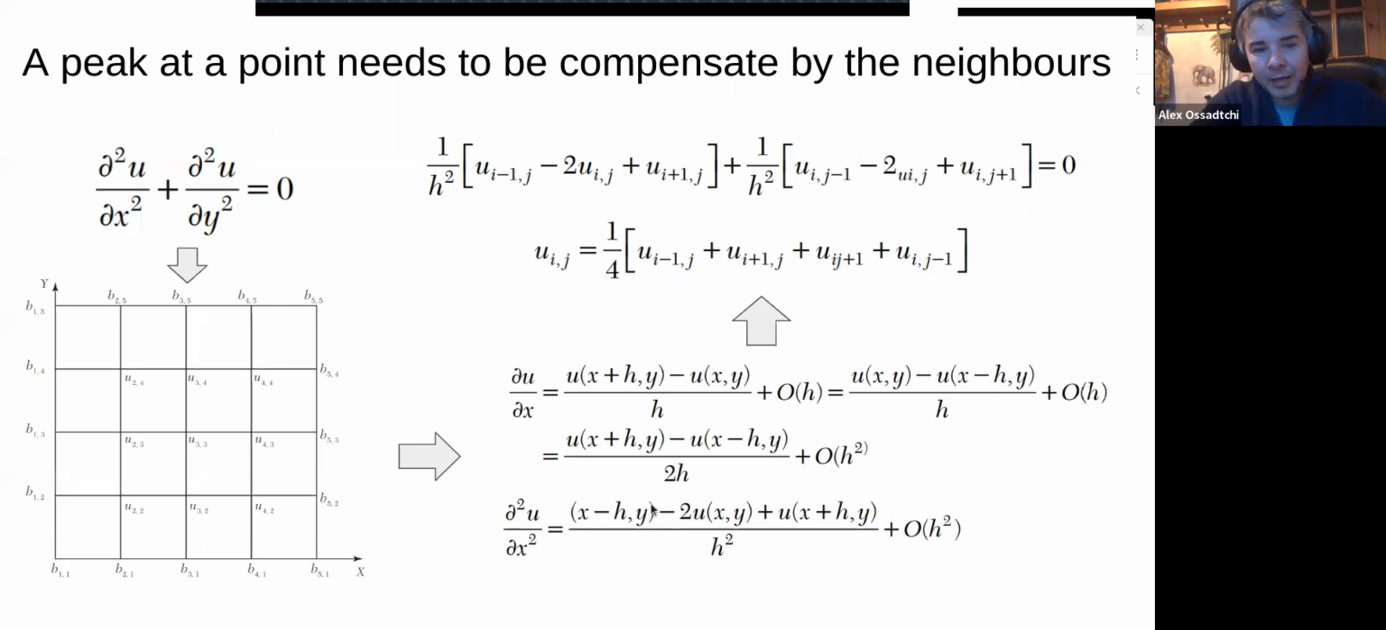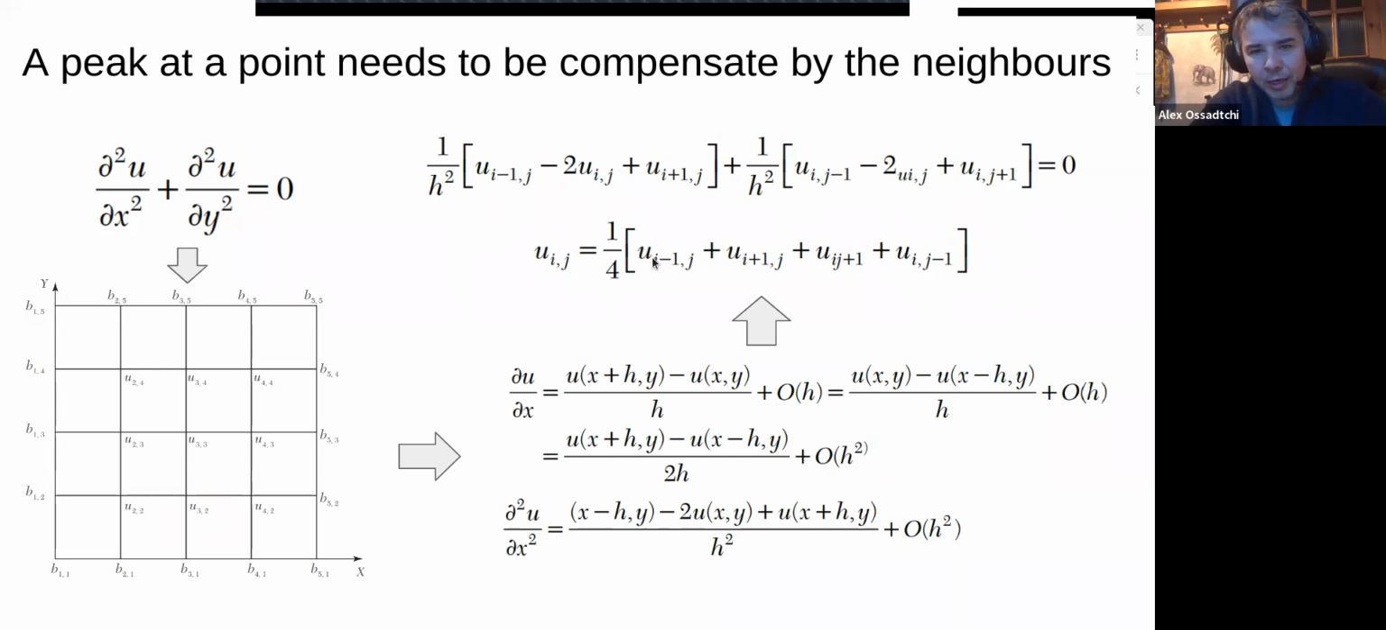Then if you define the values of u at x and y as u_ij, and define the values at x minus h as i minus 1, because one step is size h, then those are the values of your field on this grid. If I tell you that this is equal to 0, then it means that this equation has to hold.